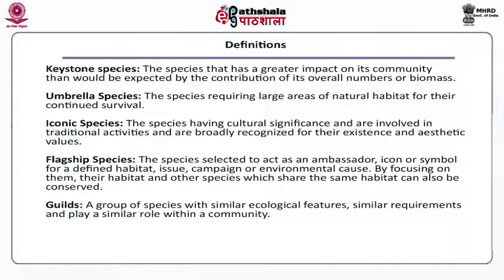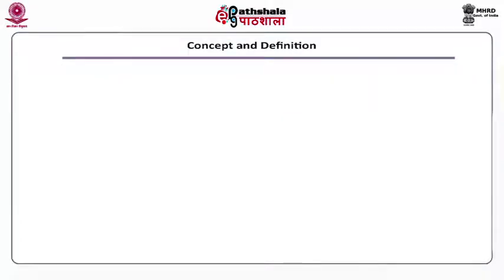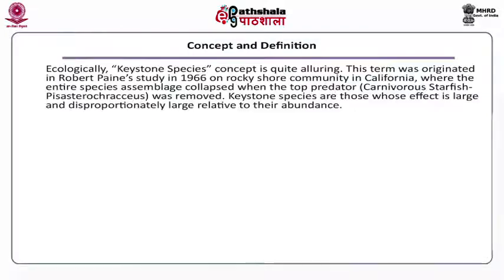Then guilds. Guilds are a group of species with similar ecological features, similar requirements and play a similar role within a community. Then dominant species. The species which influence community structure primarily by virtue of their great abundance or biomass, they are called foundation species. Now, let me try to understand the concept and definition of keystone species.